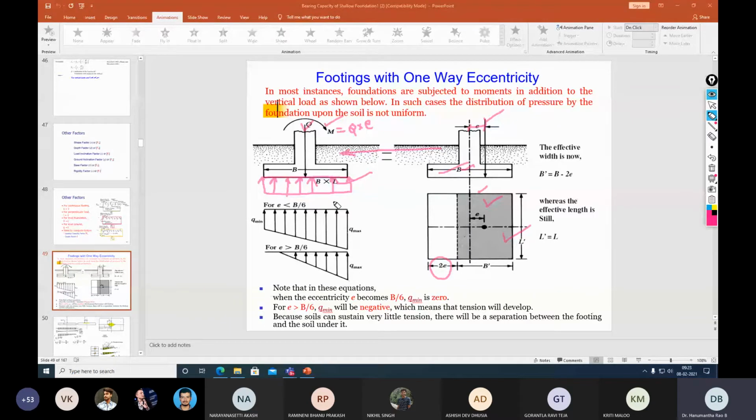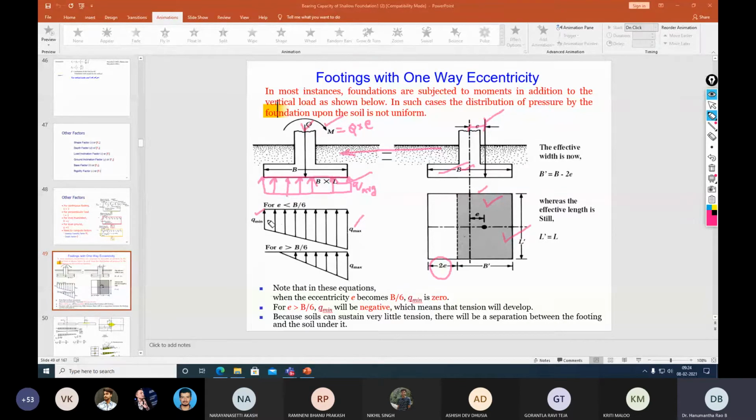Now, depending upon the value of the eccentricity, the footing will be subjected to two varieties of stresses, that is Q max and Q minimum. This is contrary to the case of the footing subjected to uniform axial load, that is Q average. In the case of Q average, the soil bearing pressure is uniform throughout the width of the footing, while in the case of eccentricity, it is Q max on one side and Q minimum on the other side.